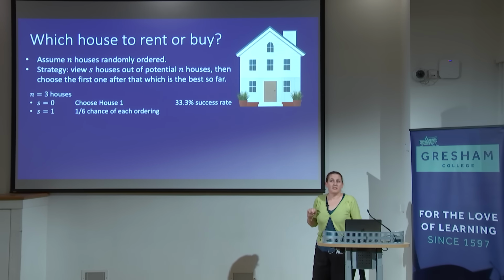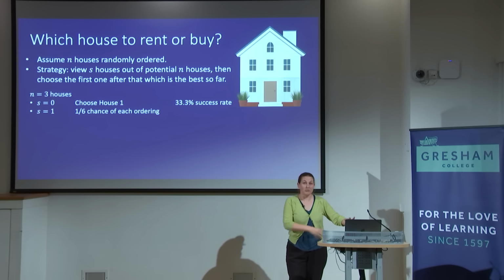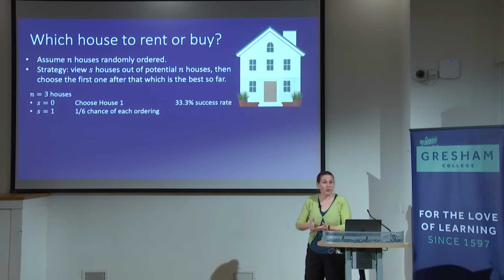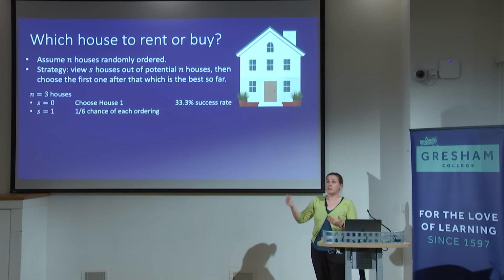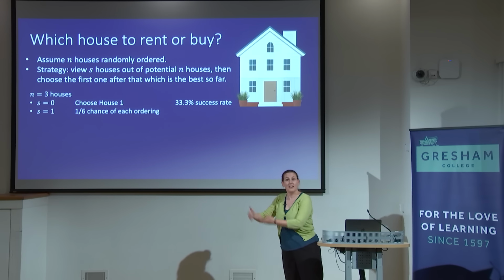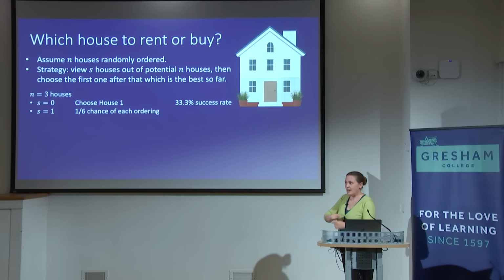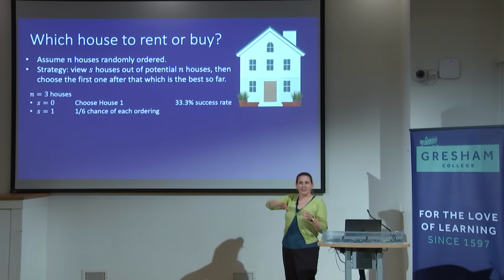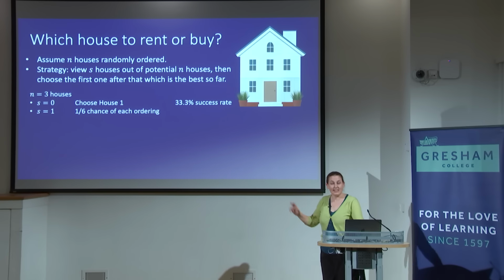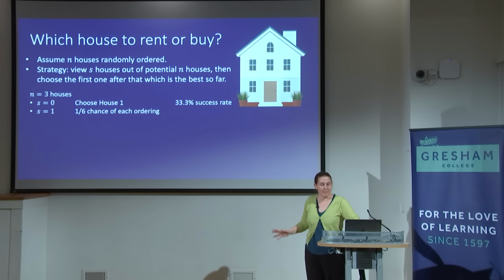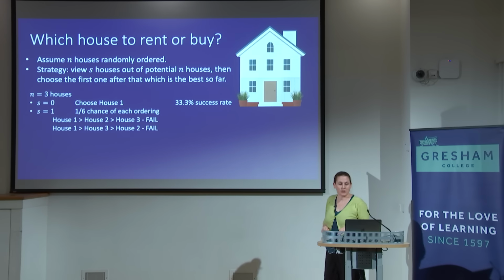If you have a sample size of 1, that means you view the first house, reject it automatically, and then you look at house number 2. Is it better than house number 1? If so, I take it. If not, reject it and move on to house 3. Each possible way in which the houses could be arranged, if we're just assuming it's all random, has a 1 in 6 chance of occurring.